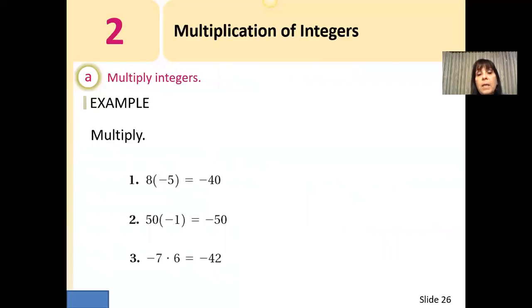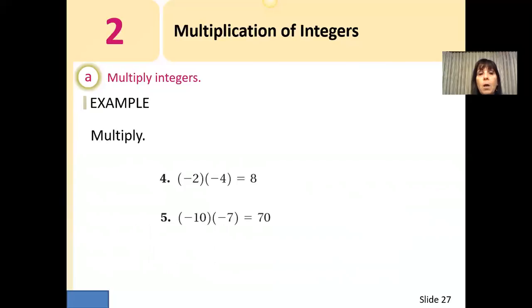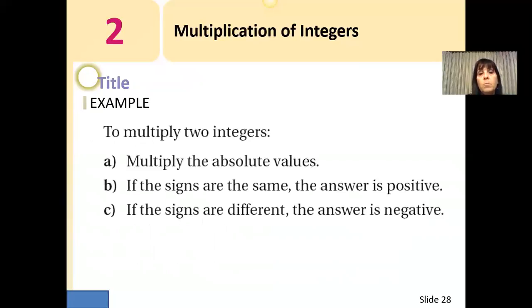So in this case, I have three problems. All the signs are opposite. There's one positive and one negative. So if you notice, every one of those products will have a negative answer. The other case is if they're two of the same sign, so two negatives or two positives will give you a positive answer. So again, in this case, I had two negatives in each of the problems, so they both gave me positive answers.